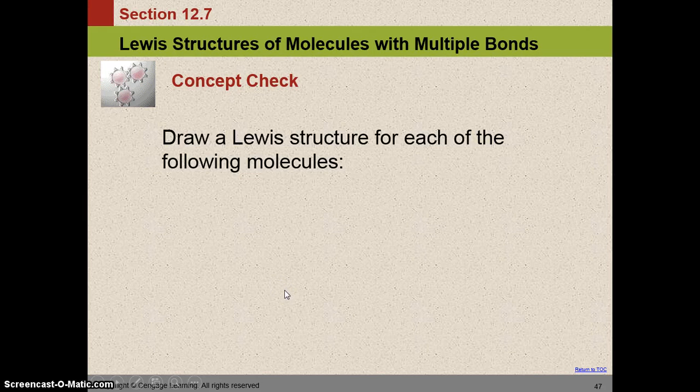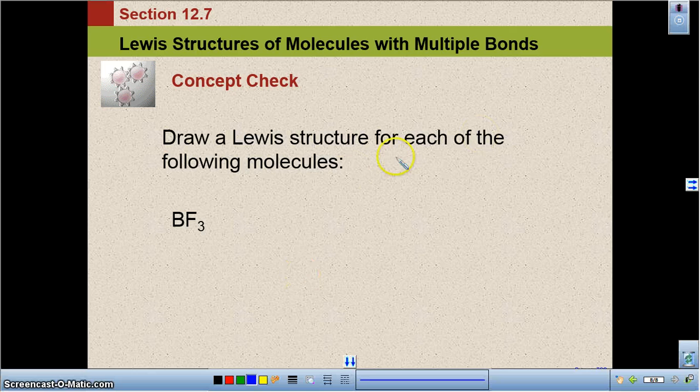So draw a Lewis structure for each of the following molecules. Let's look first of all at BF3. Alright, so fluorine has 7 in its outer shell, and there are 3 of those. That's a total of 21 electrons I have to take care of, plus boron, which is 3. So I'm going to come up with 24 total electrons.